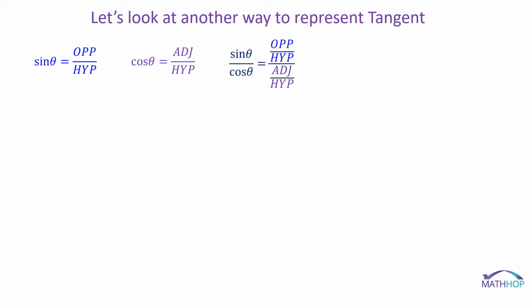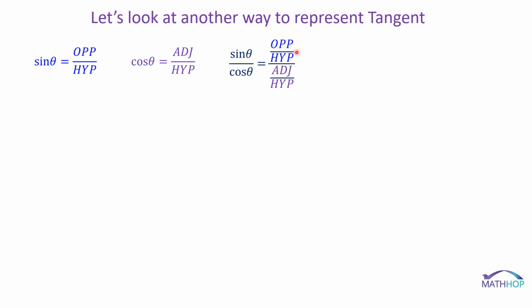All right. Let's look at one other way to represent tangent because this will actually be super helpful. We know that sine is opposite over hypotenuse. We know that cosine is adjacent over hypotenuse. What would happen if we divide sine divided by cosine? So we get this ugly division, right? We have a fraction over a fraction, and it's a hot mess. But we're going to clean it up.